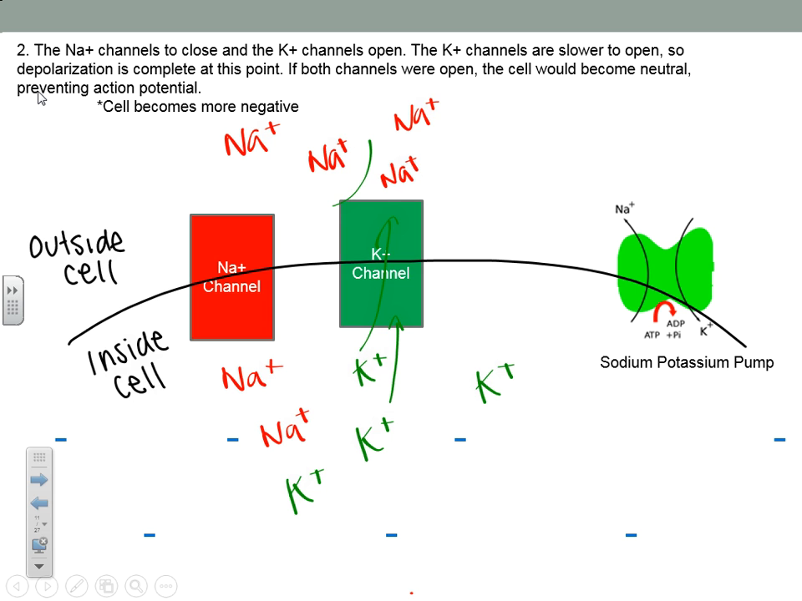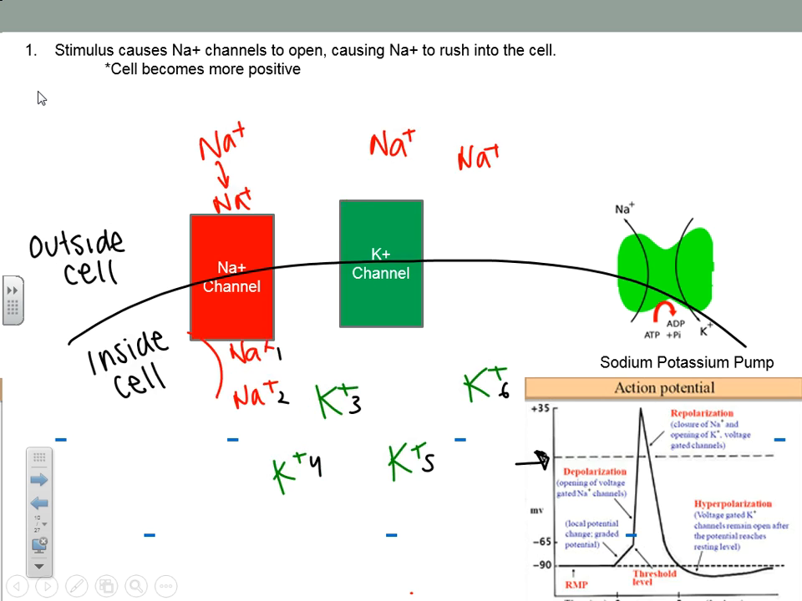So I'm going to go ahead and take those out because they would leave through the potassium channel. And now they're going to be out here. Okay. So you can see here from the last slide, back up.